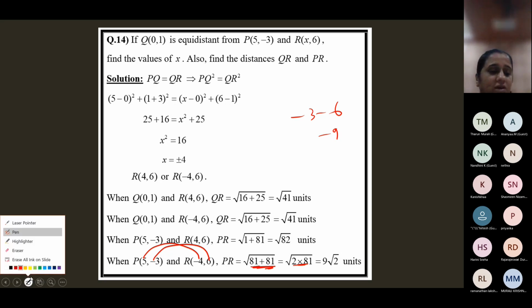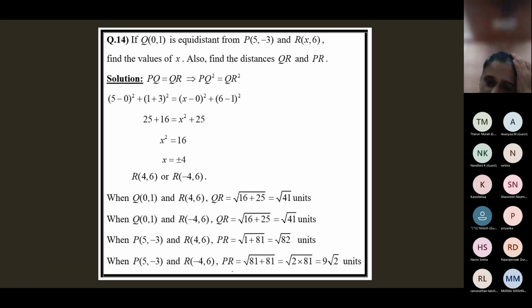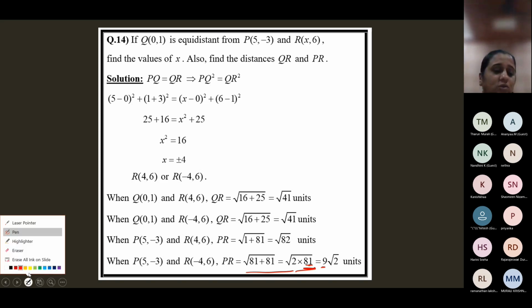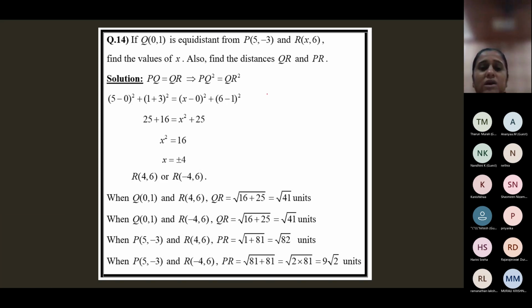is a perfect square. So write it as 2 into 81. So 81 comes out of the square root as 9. So 9 root 2 units. Even if you add it, 81 plus 81, you will get 162. So you will get root of 162. Now, to express it as a mixed surd, you will have to.